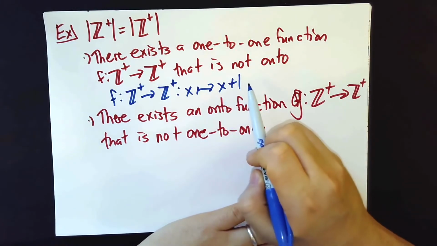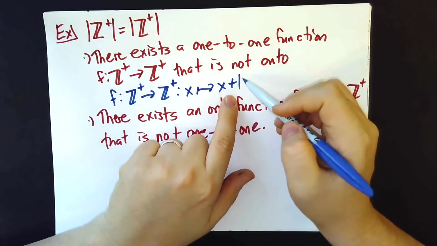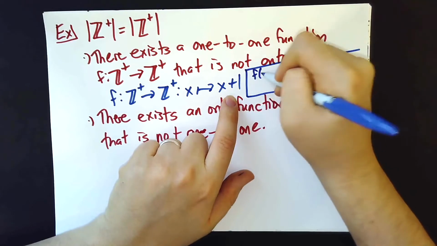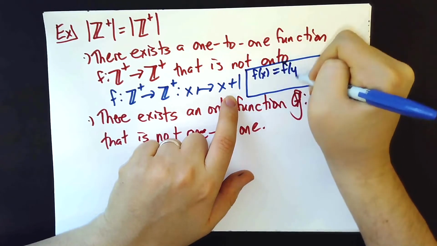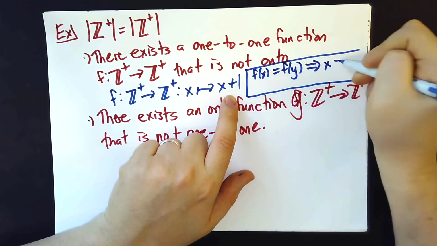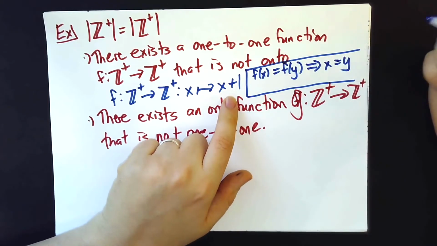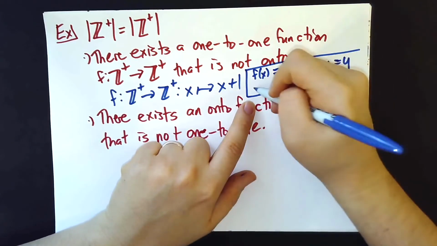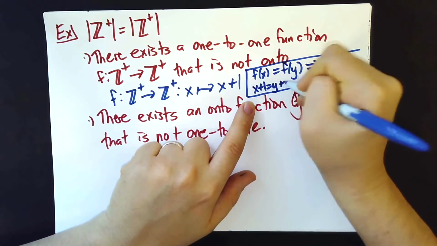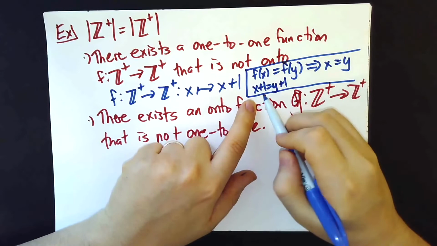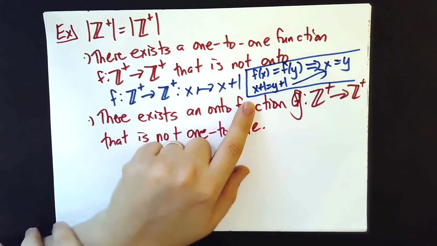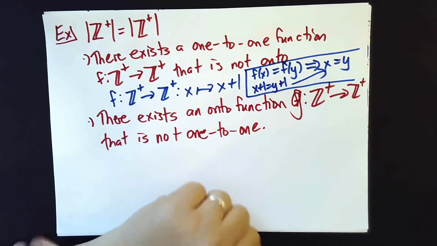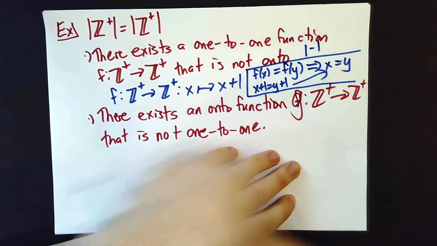So why is this 1-to-1? Well, remember the claim that if f of x equals f of y, then that implies x equals y. But what does f of x equals f of y mean? Well, it means x plus 1 equals y plus 1. And so if x plus 1 equals y plus 1, that definitely implies x equals y. Just subtract 1 from both sides. Okay, so this function is definitely 1-to-1.